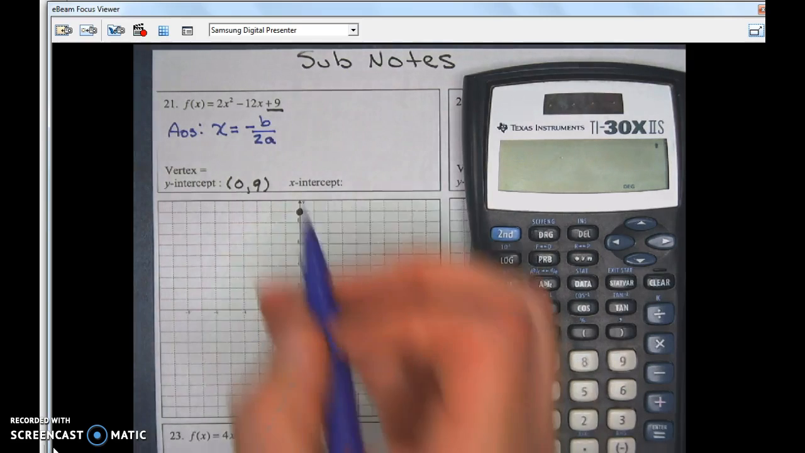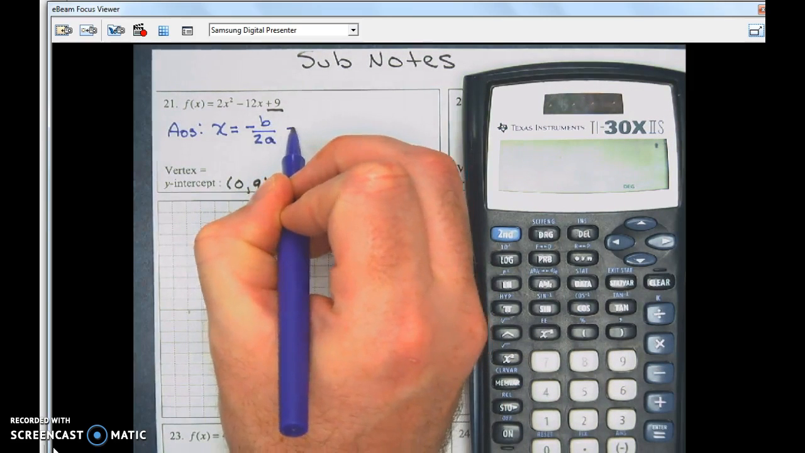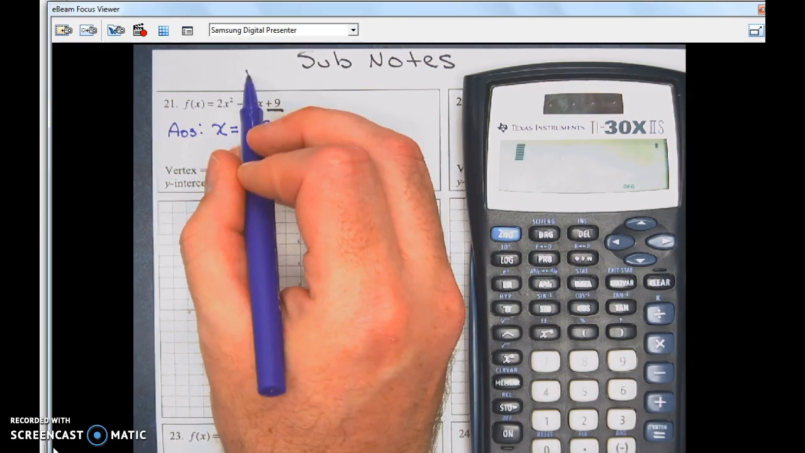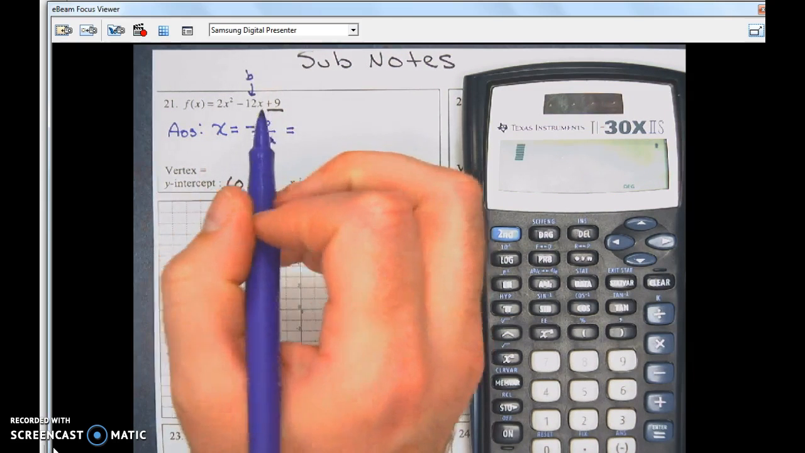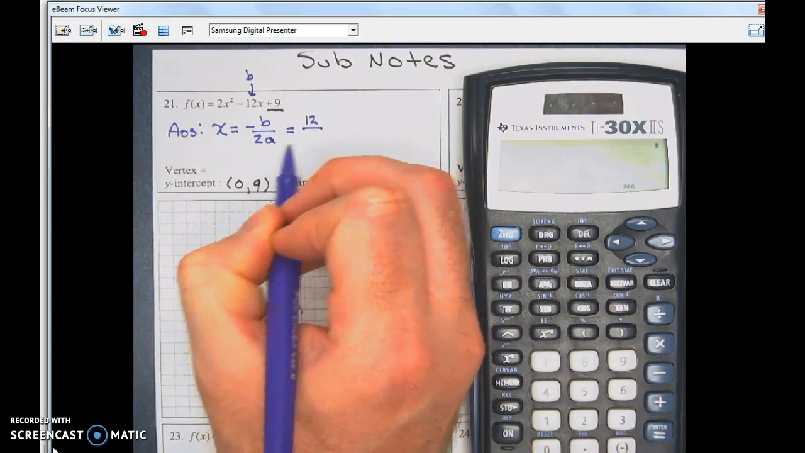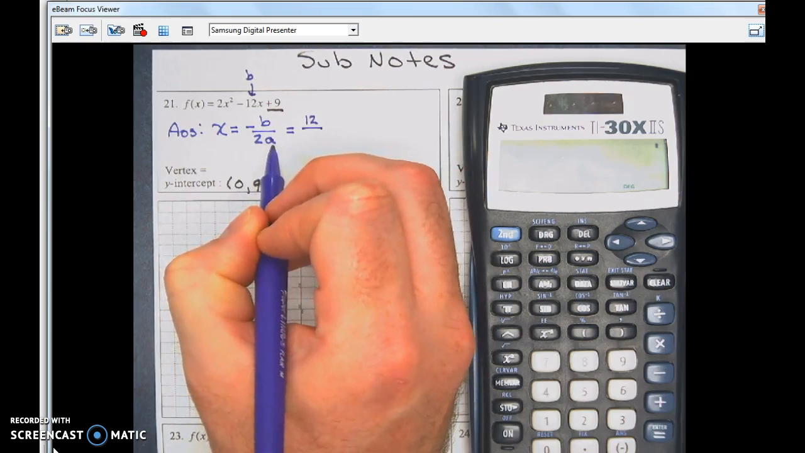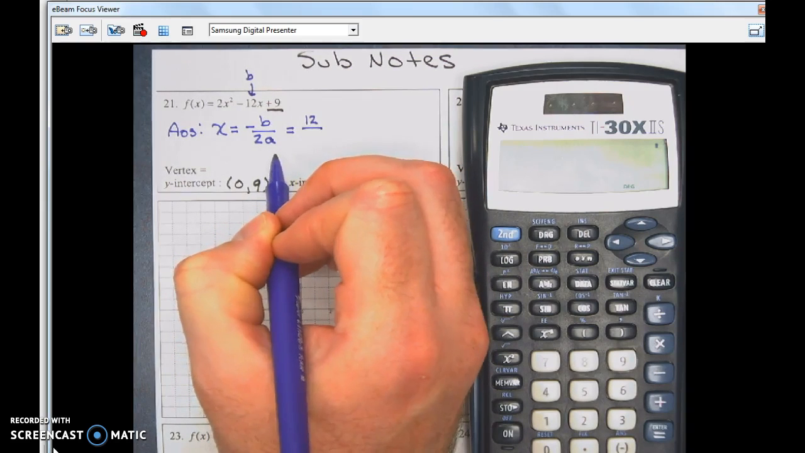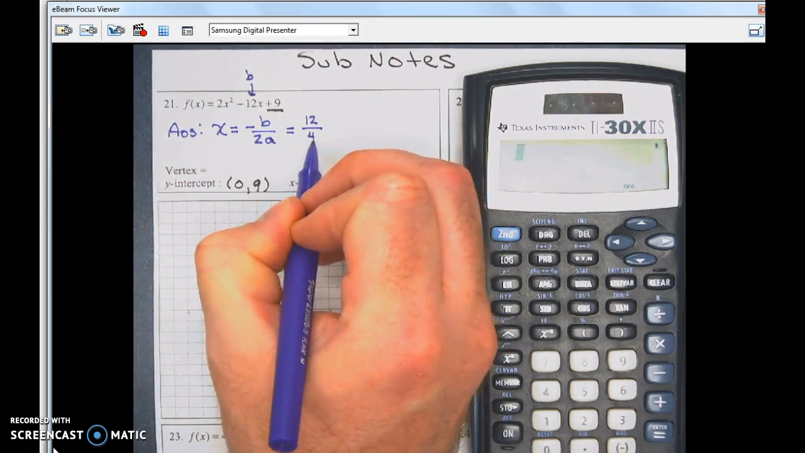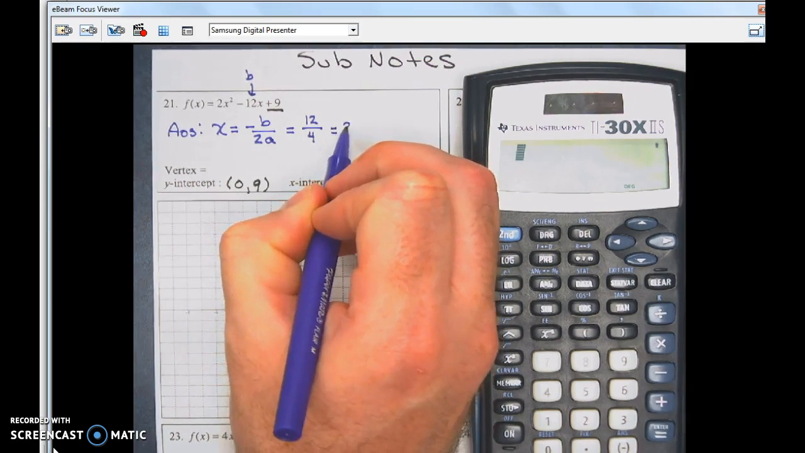And so if you want to solve a problem like this, just find the opposite of your b term. The b term is that second term, the term in front of the x. Opposite of that negative 12 is a positive 12. Divided by 2 times your a. It's always best if you can just multiply this in your head. A is 2. 2 times 2 is 4. So this becomes 12 divided by 4, which is equal to 3.